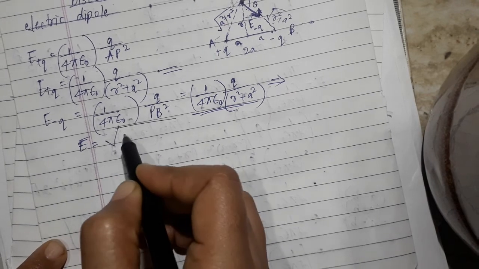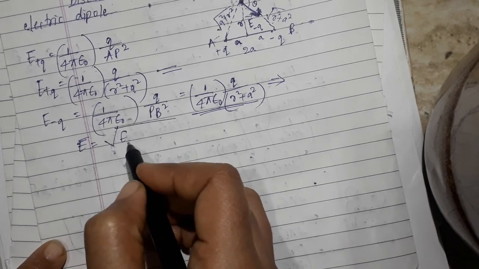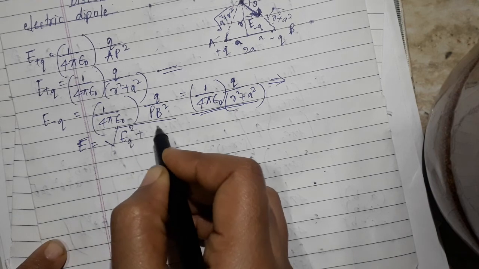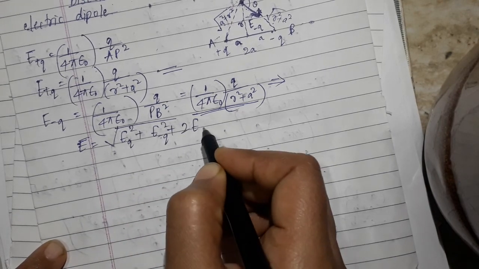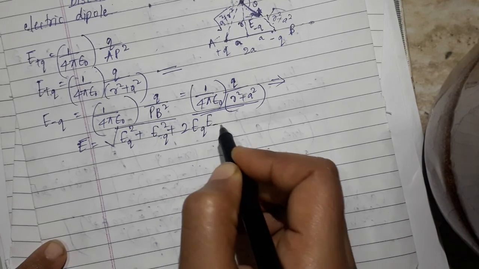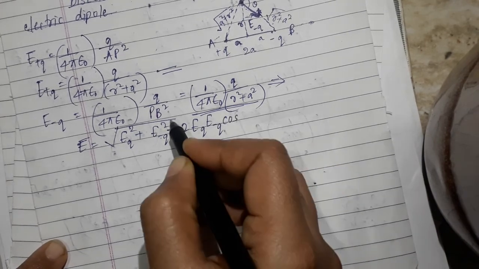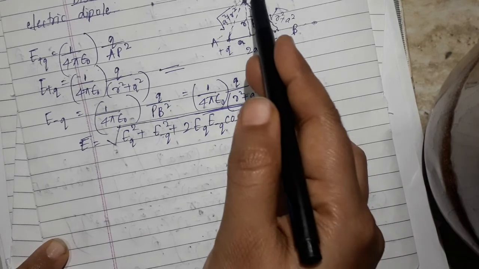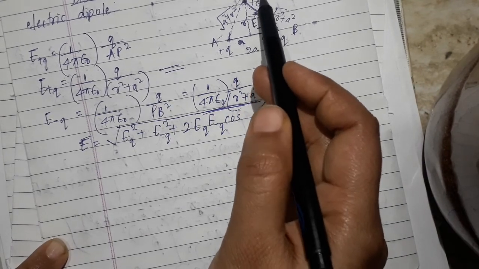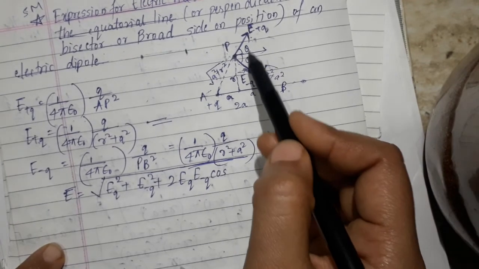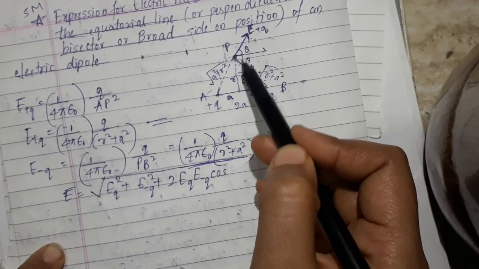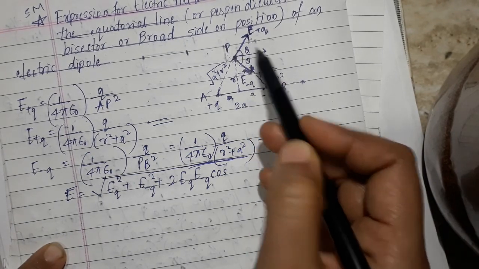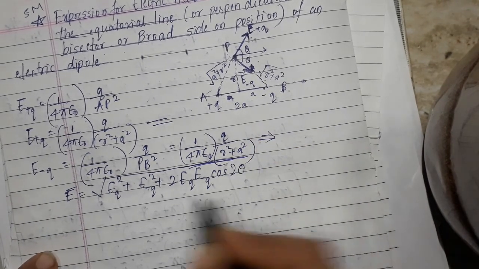the root of E plus Q square plus E minus Q square plus 2 E plus Q and E minus Q, then cos of the angle between them. The angle between them is not just theta, because the angle between them is this whole angle, that is theta plus theta, 2 theta. This is the formula.